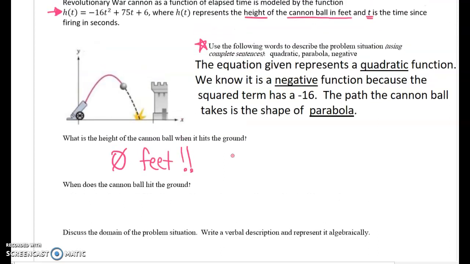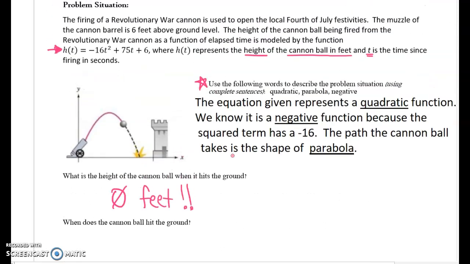So here's the one that we have to think about. When does the cannonball hit the ground? We're looking at our picture right here. It's fired, it goes up in the air, and then it's right here. Our t is the time since firing in seconds, so this is on the inside of our equation. That's our x-axis, so this is really our t, and our y is our h of t. This is our height. The t is our time.